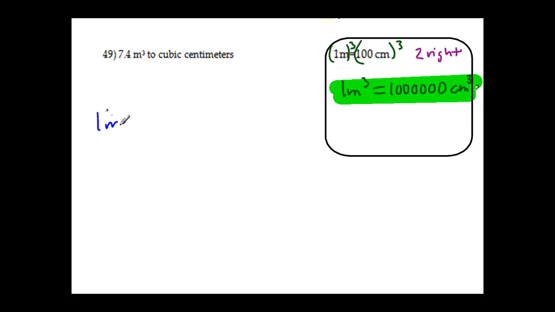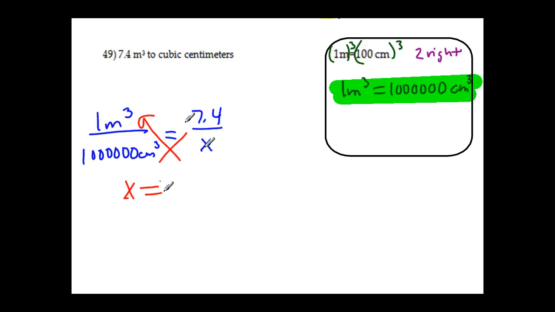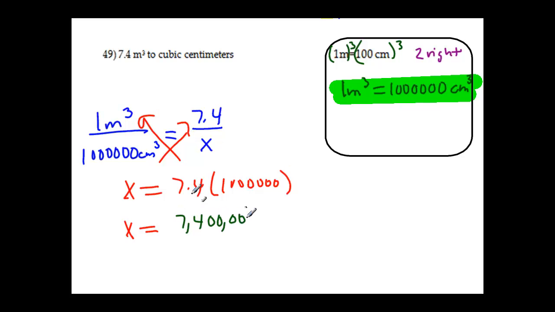Using proportions, 1 meter cubed equals 1,000,000 centimeters cubed. The 7.4 goes in the numerator because that's the meters cubed. We don't know the centimeters cubed. Cross multiply. We have 7.4 times 1,000,000. Again, you can check this in your calculator, but basically when we're multiplying here, it gets rid of one of the zeros with the decimal place. So we're going to have 7,400,000 centimeters cubed.